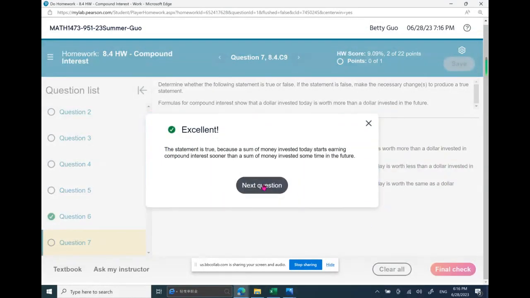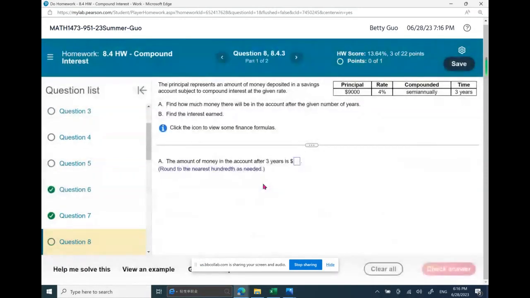That's true. Money has time value, not just interest, also inflation.